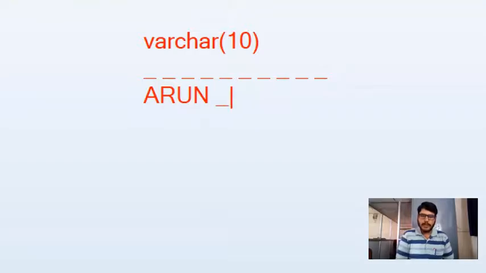So these 6 bytes will be utilized for the next record. So this is the use of a varchar. We are using a variable length of characters here, and also the memory is not going to be wasted here. So that is the advantage of using a varchar.